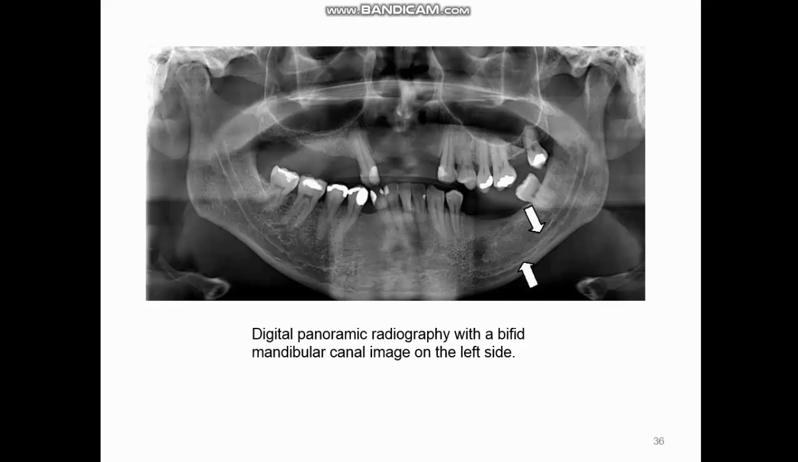The panoramic radiograph allows the dental professional to view a large area of the maxilla and mandible on a single film. In this digital panoramic radiography, you can see a bifid mandibular canal image on the left side. They are seen so clearly.